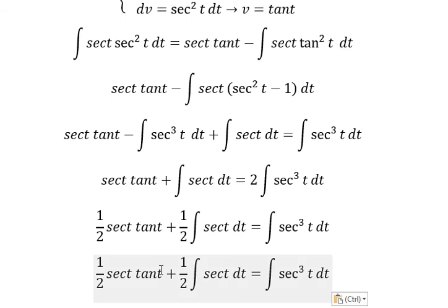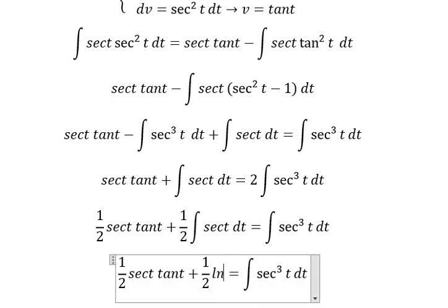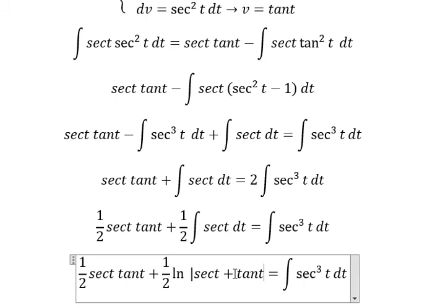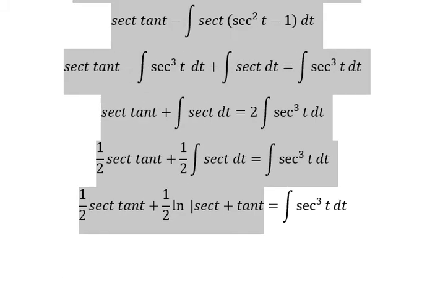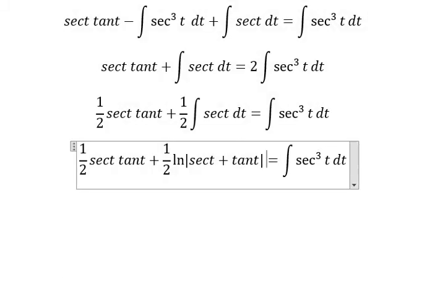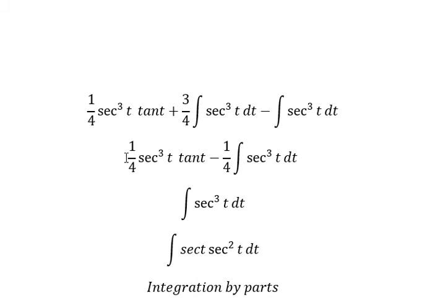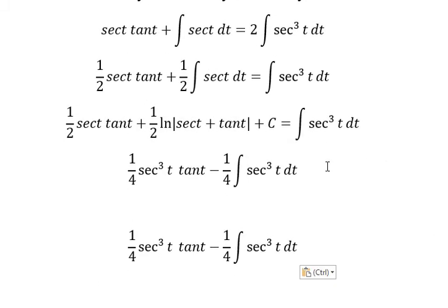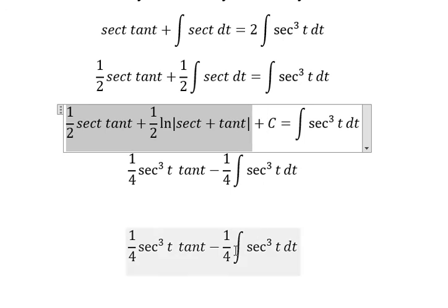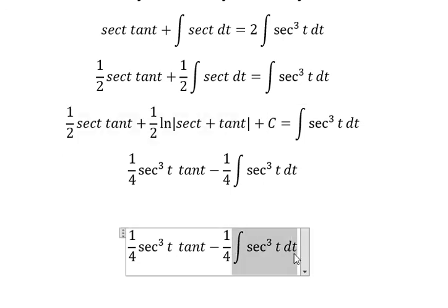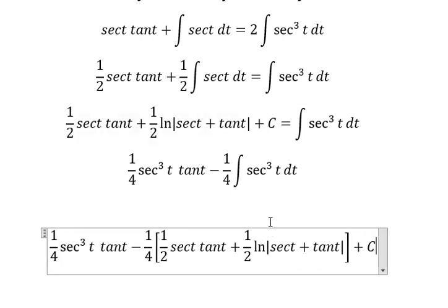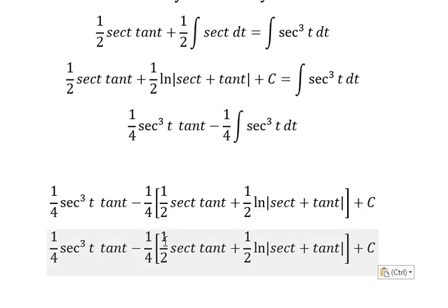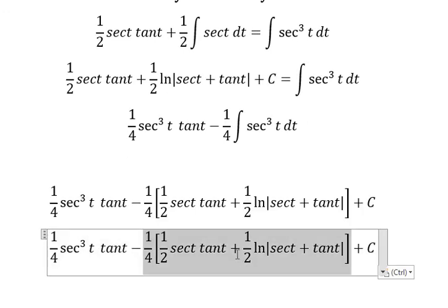And now the integration of this one, that's ln of the absolute value of secant of t plus tan t. And we put c in here. And now we return back to this one. So I will put this one in here. And we put c. So negative 1 over 4 multiplied by 1 over 2 and 1 over 2.